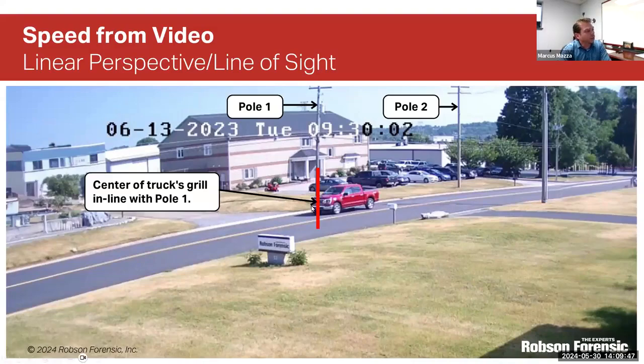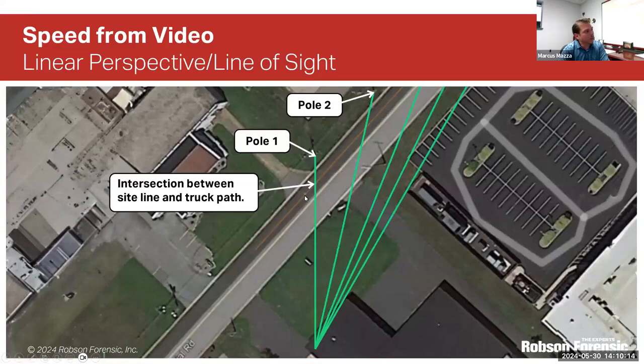When we look at this frame here, you can see that the nose of the truck, so the center of the nose where the Ford emblem would be, is in line with this telephone pole here, pole number 1. So at this position where the nose is in line with the pole, we know that the nose of that truck is going to be in the same line of sight as that telephone pole. And again, knowing that the path of the truck is moving along the street, we know that this position that we see here in this frame correlates to this intersection position right here in our aerial or top view CAD model.